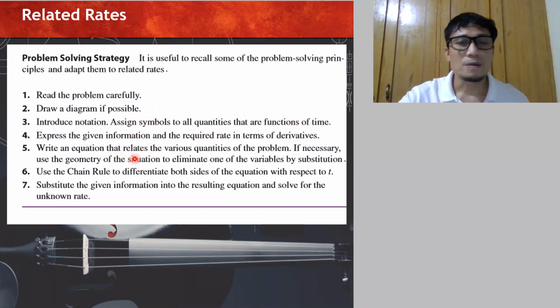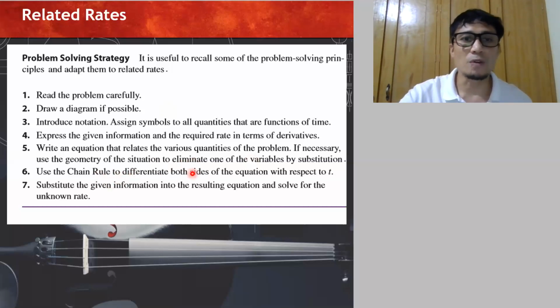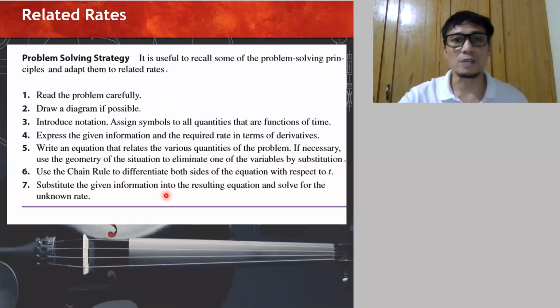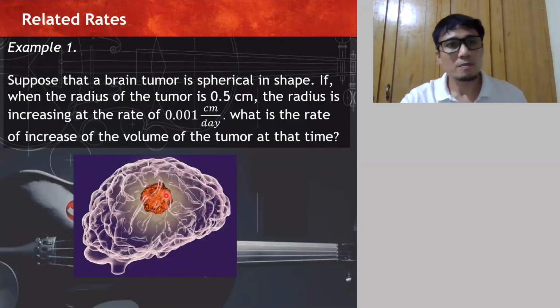Fifth, you write an equation that relates the various quantities of the problem. And whenever necessary, you use the geometry of the situation to eliminate one of the variables by substitution. You can use the chain rule to differentiate both sides of the equation with respect to t, and after that, substitute the given information into the resulting equation and solve for the unknown rate. Okay, let's start with our first problem.